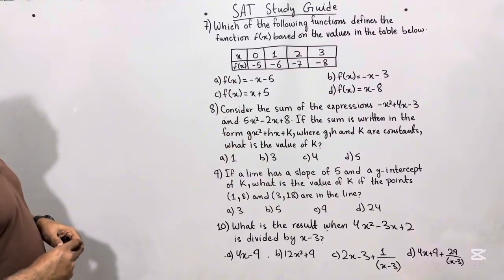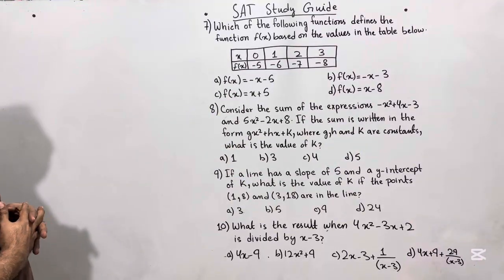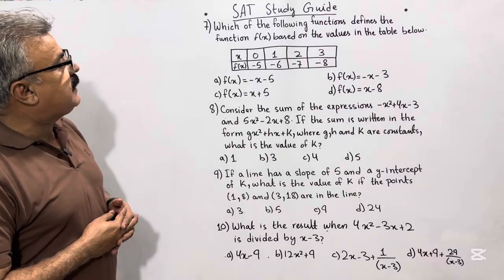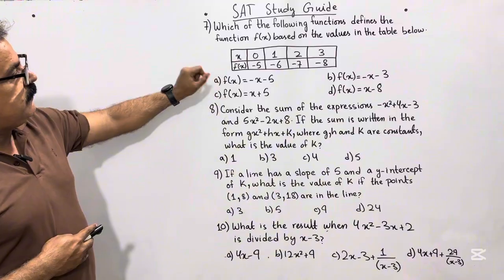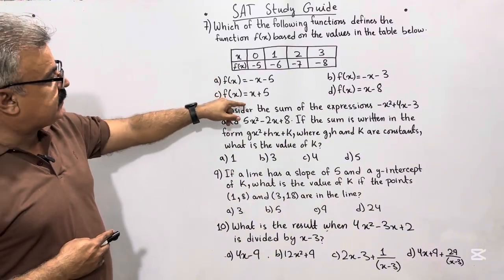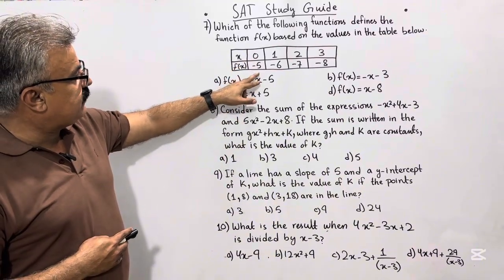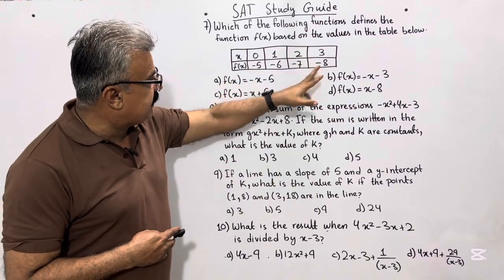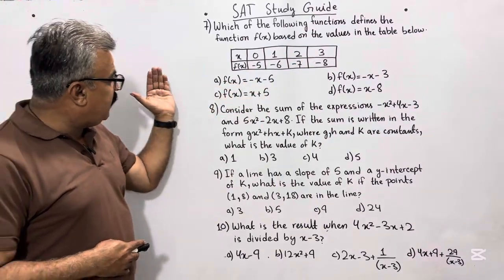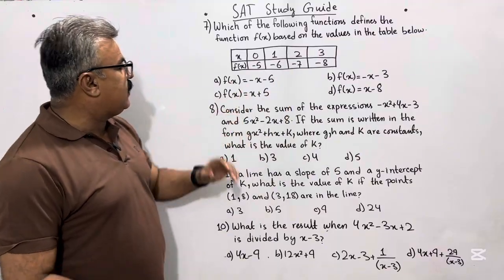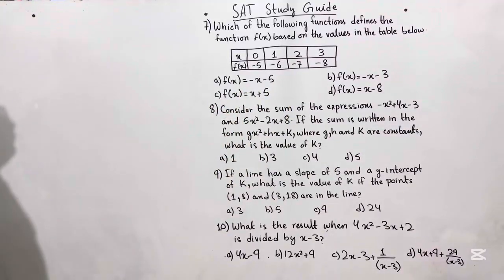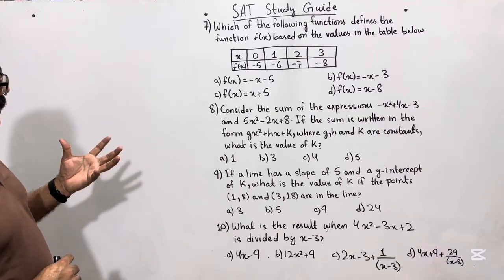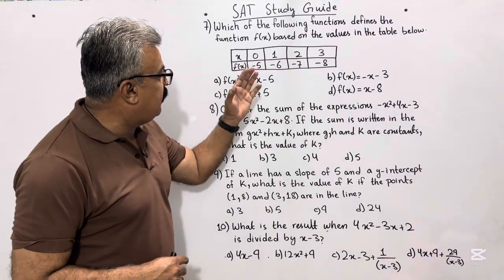Question number 1 reads: which of the following functions defines the function f of x based on the values in the table below. We have a table with x and f of x: 0 corresponds to minus 5, 1 corresponds to minus 6, 2 corresponds to minus 7, 3 corresponds to minus 8. If we look at the options, they are all linear. We are asked to write a linear equation from this table.